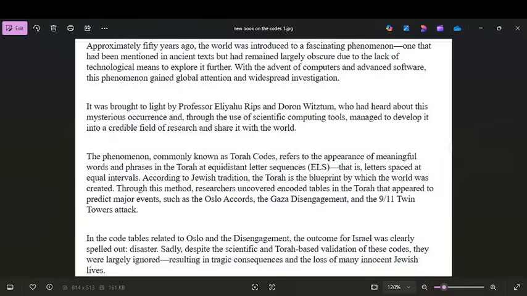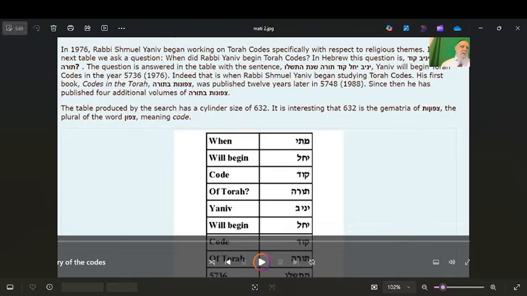Sadly, despite the scientific and Torah-based validation of these codes, they were largely ignored, resulting in tragic consequences and the loss of many innocent Jewish lives. So this was a live introduction to this book, and we'll give you really just the beginning, only 2 pages, but definitely it will contain many, many tables, mainly explained by Professor Haralick.